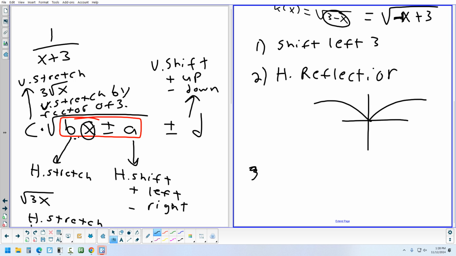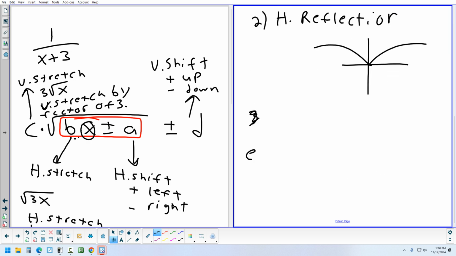How about, let's do another one. 2 times the square root of x plus 3. Okay, how many transformations are happening here? 3? No, 2. There's only two numbers.